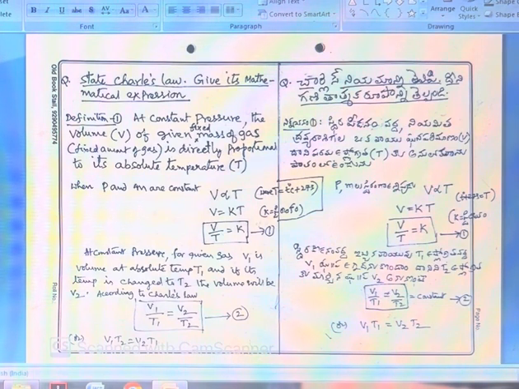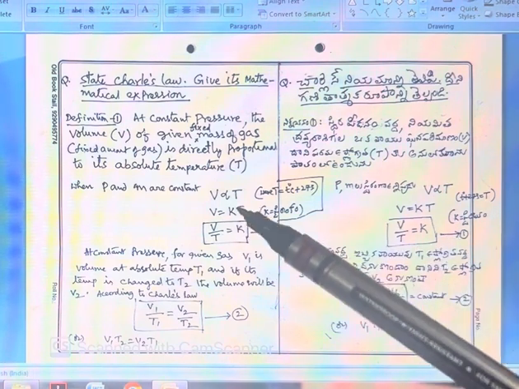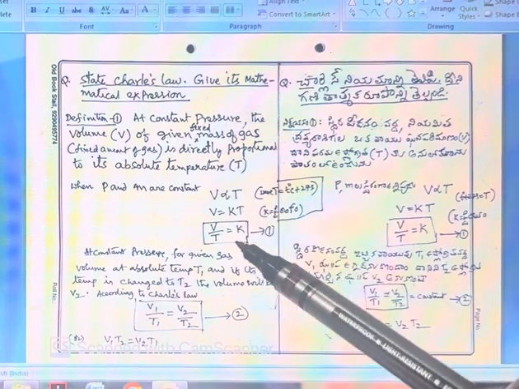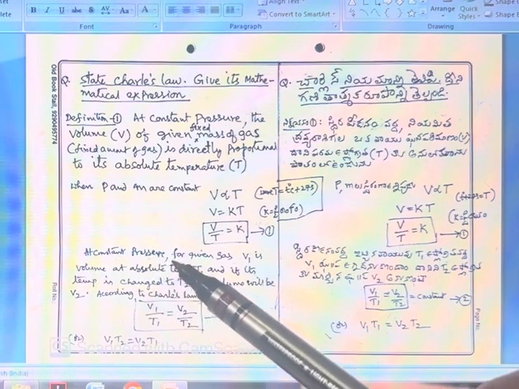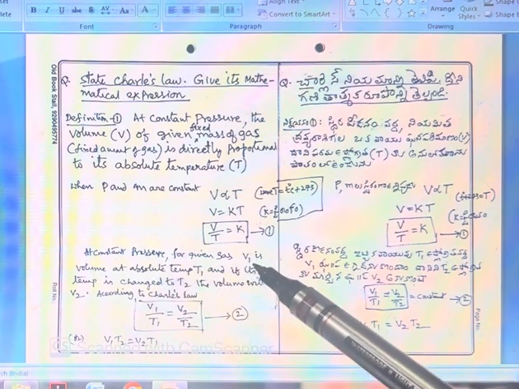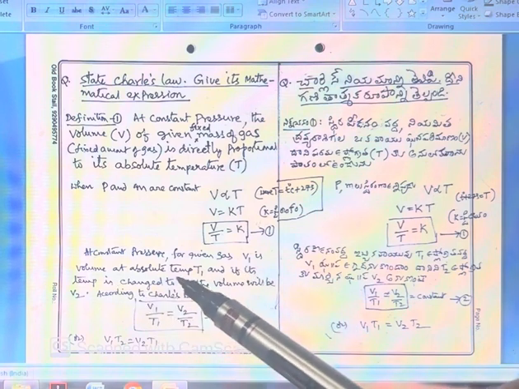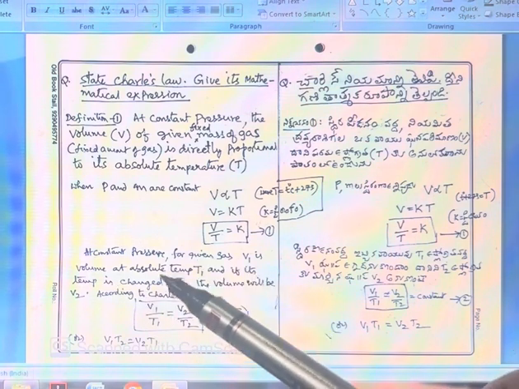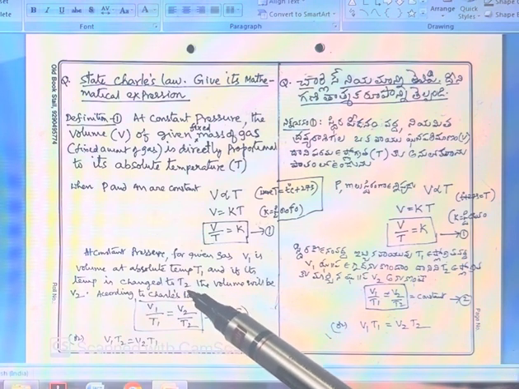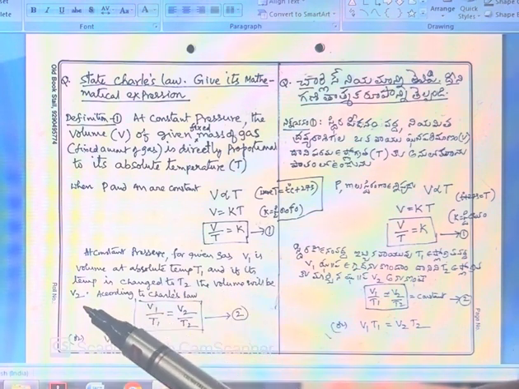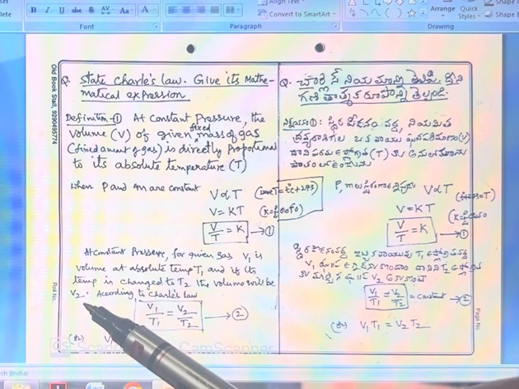So, V directly proportional to T means as the temperature increases, volume increases, and as the temperature decreases, volume decreases. So V is equal to KT, V by T is equal to K. At constant pressure for a given mass of a gas, V1 is the volume at absolute temperature T1, that is the first stage. And if its temperature is changed to T2, the volume is also changed to V2.